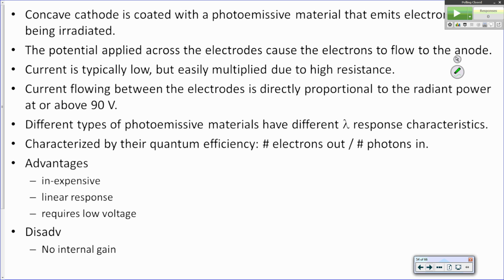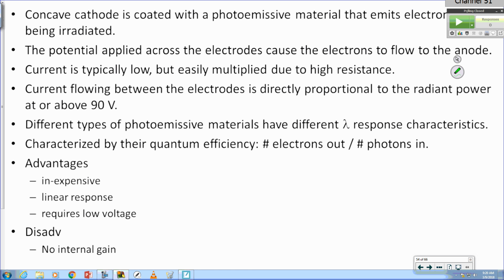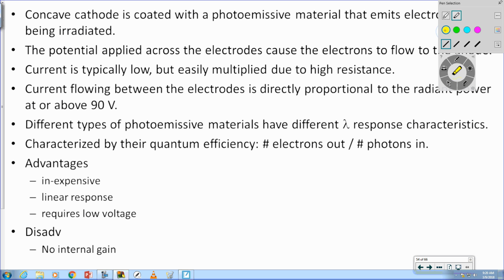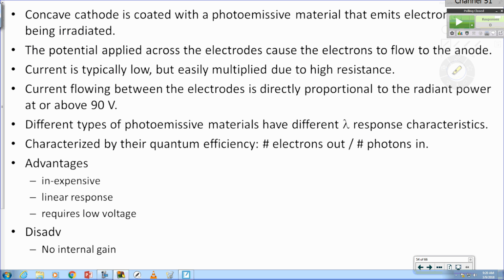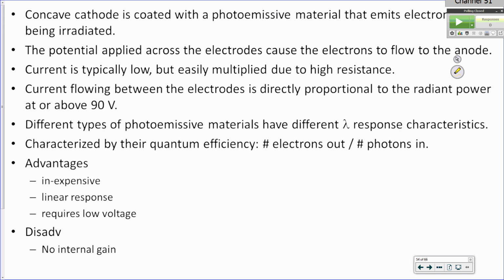So the cathode emits the electrons off. You collect those electrons that are emitted. From that, you can amplify those. It's easy to amplify because you've got a big resistance across there, and the current flows directly proportional to the signal. You've got different types of materials that respond to different wavelengths. And we quantify detectors based on their quantum efficiency, the number of electrons they emit out per photon in.